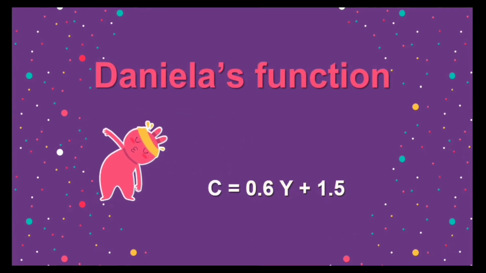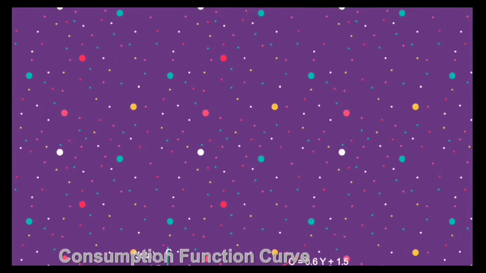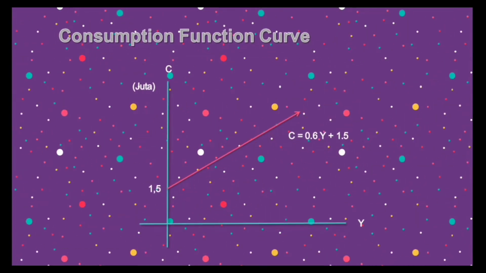Okay, Daniela's function is C equals 0.6Y plus 1.5. Consumption function proof about Daniela. Because the consumption function is C equals 0.6Y plus 1.5, the consumption function grows like this. And then we can put Daniela's total income into the consumption function to grasp the consumption growth.